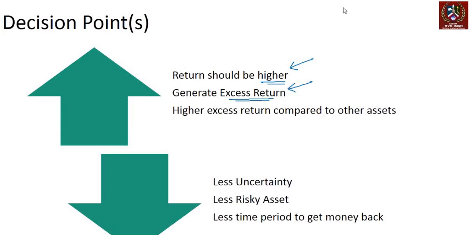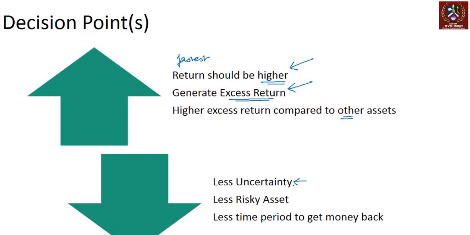And we want higher excess return when compared to other assets. So if there are three assets and they are all generating excess return over and above inflation, you would want the one which gives you the highest return, right? Maybe you would want to get the returns fastest as well, as soon as possible, correct? And you want to do this with the least amount of uncertainty.